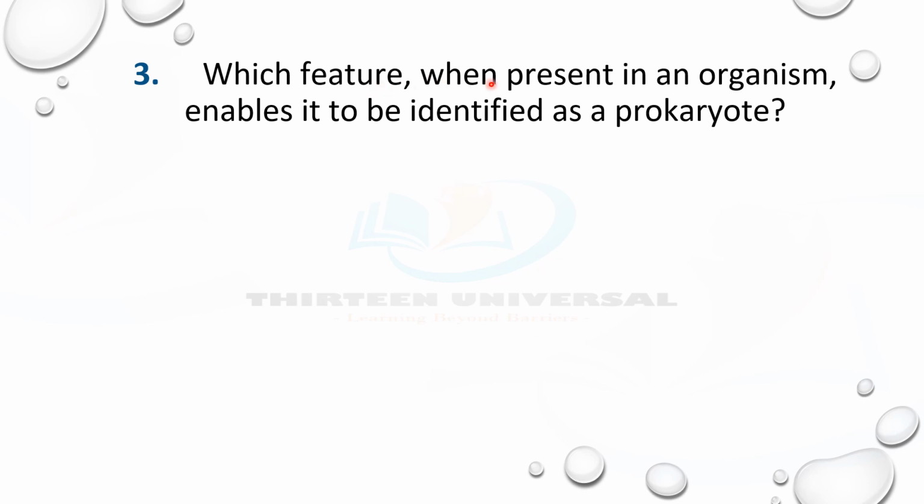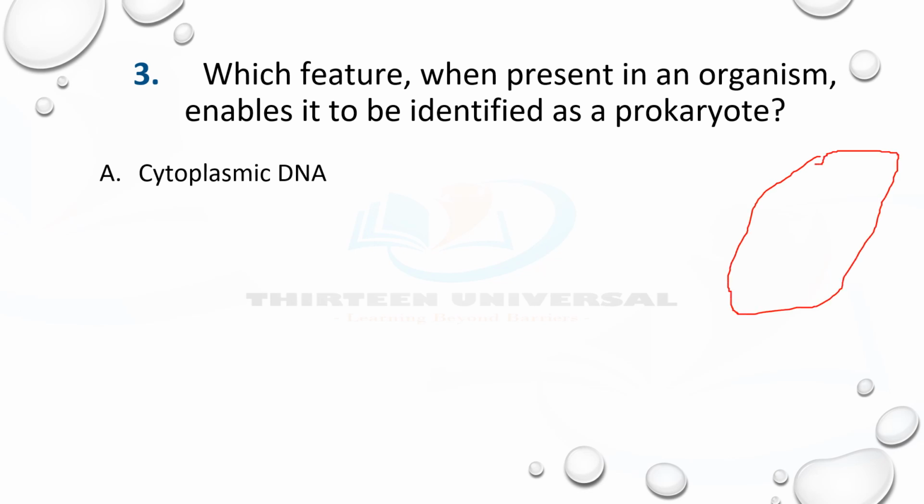Which feature, when present in an organism, enables it to be identified as a prokaryote? Let's see the features. Cytoplasmic DNA: well, yes. The DNA of prokaryotes lies in the cytoplasm, so it is not surrounded by what we call a nuclear membrane. For example, pardon my drawing, let's assume this is a prokaryote.